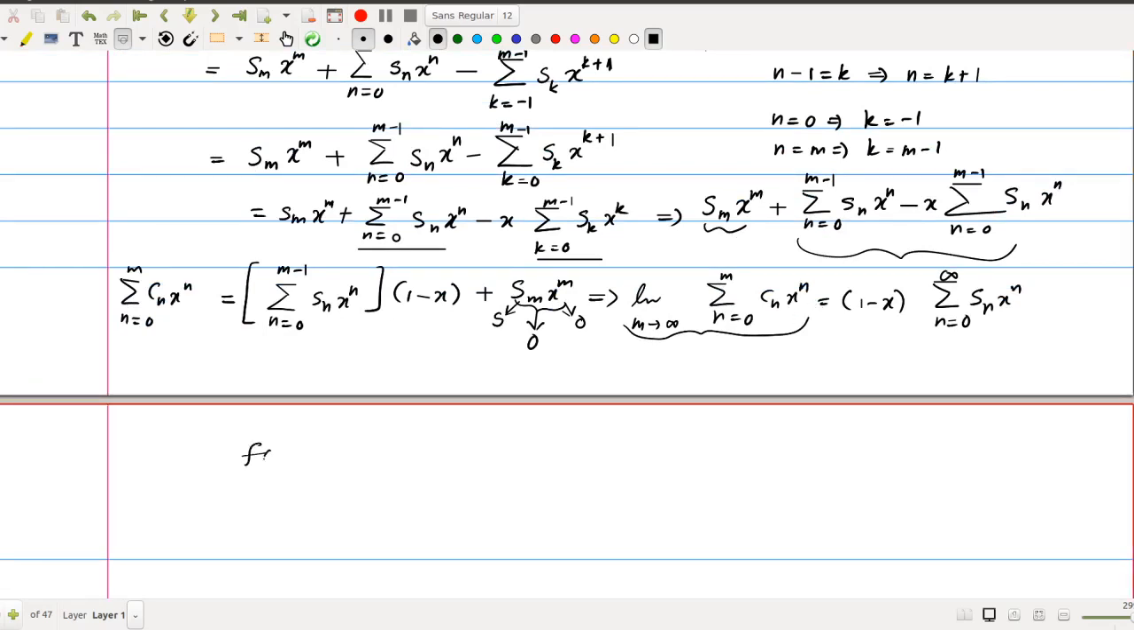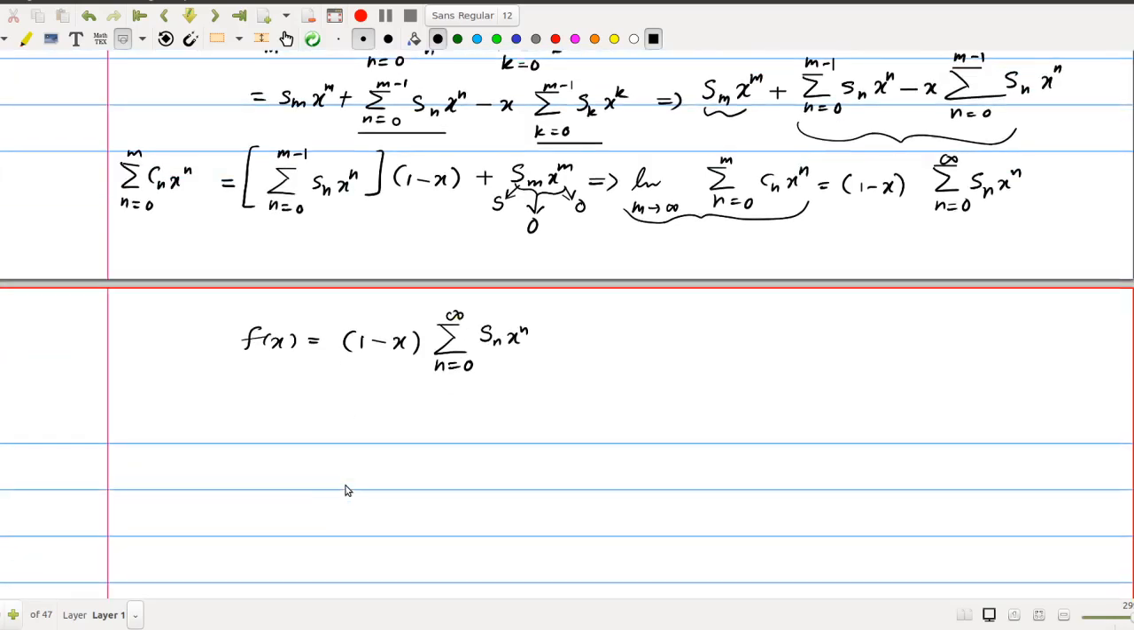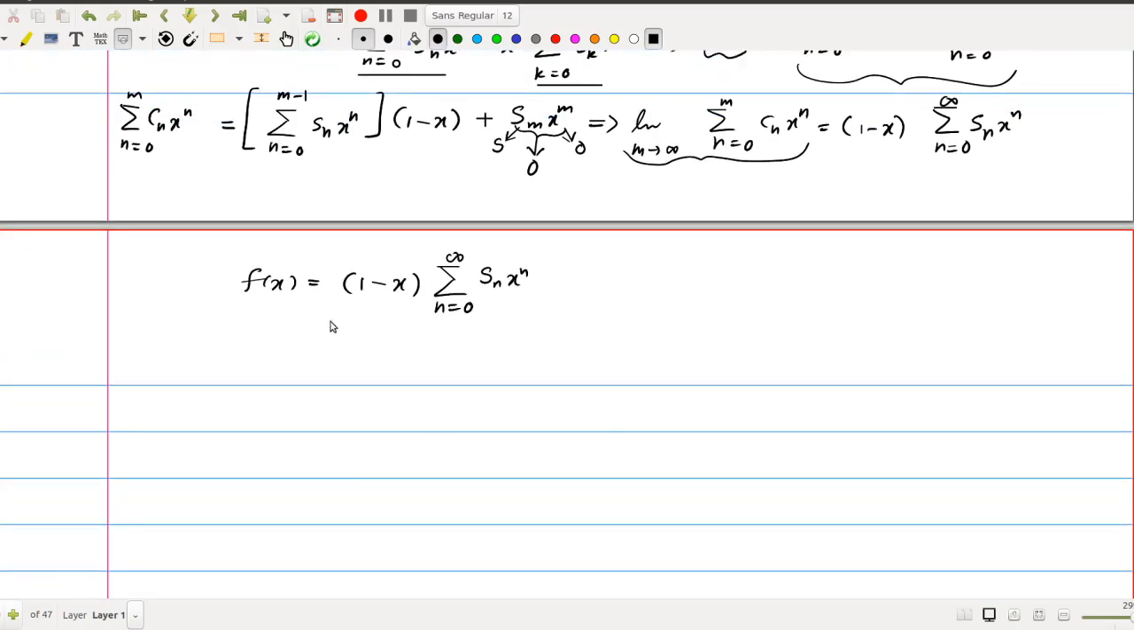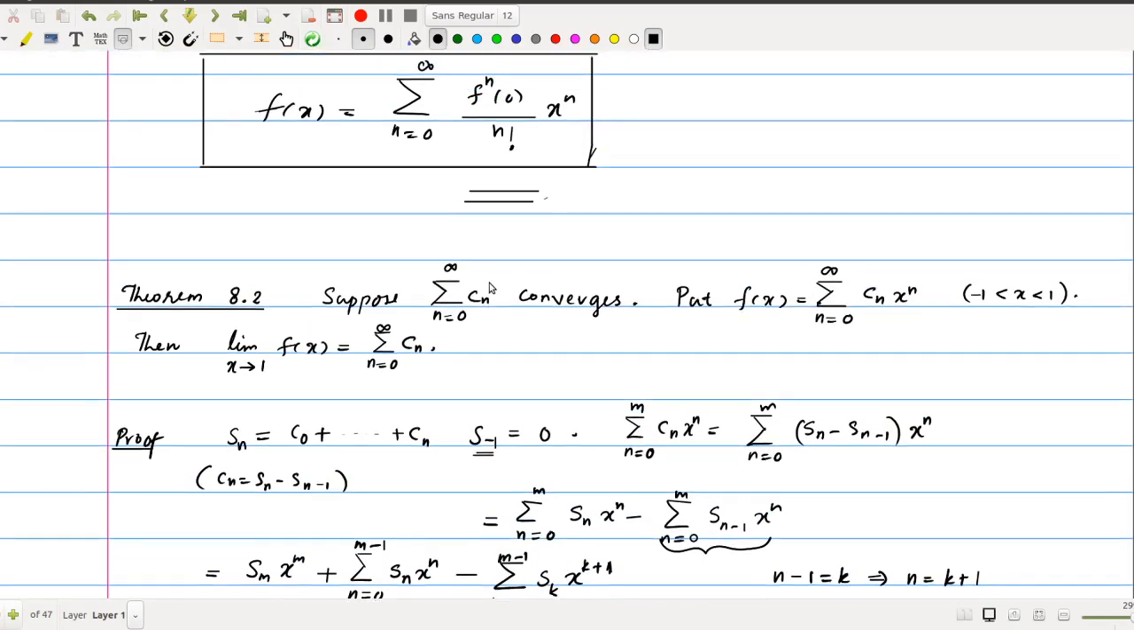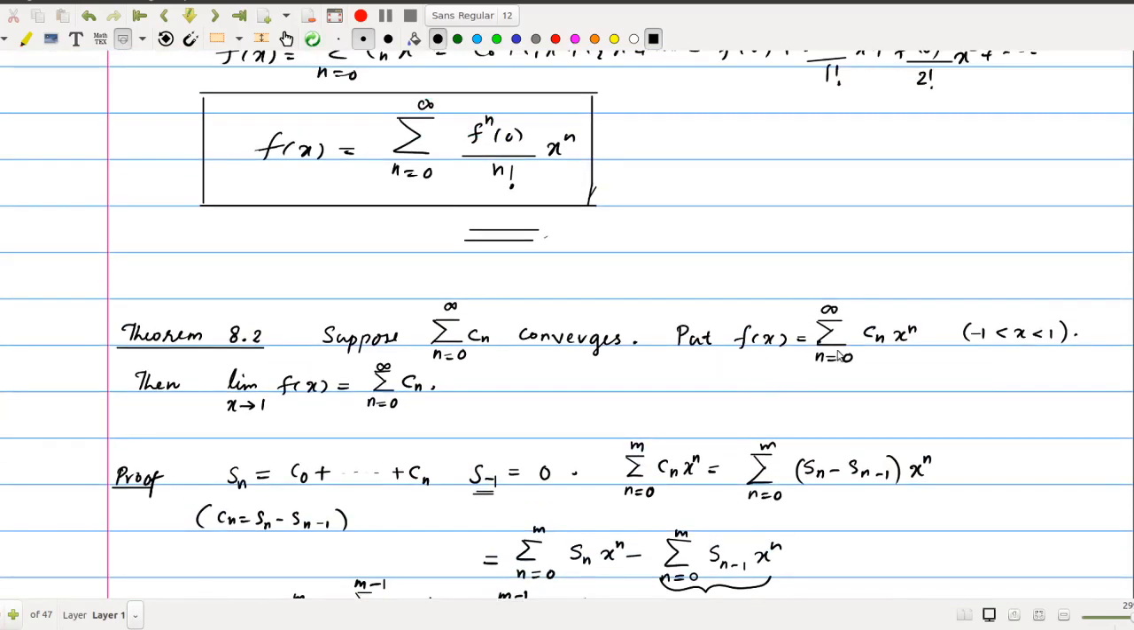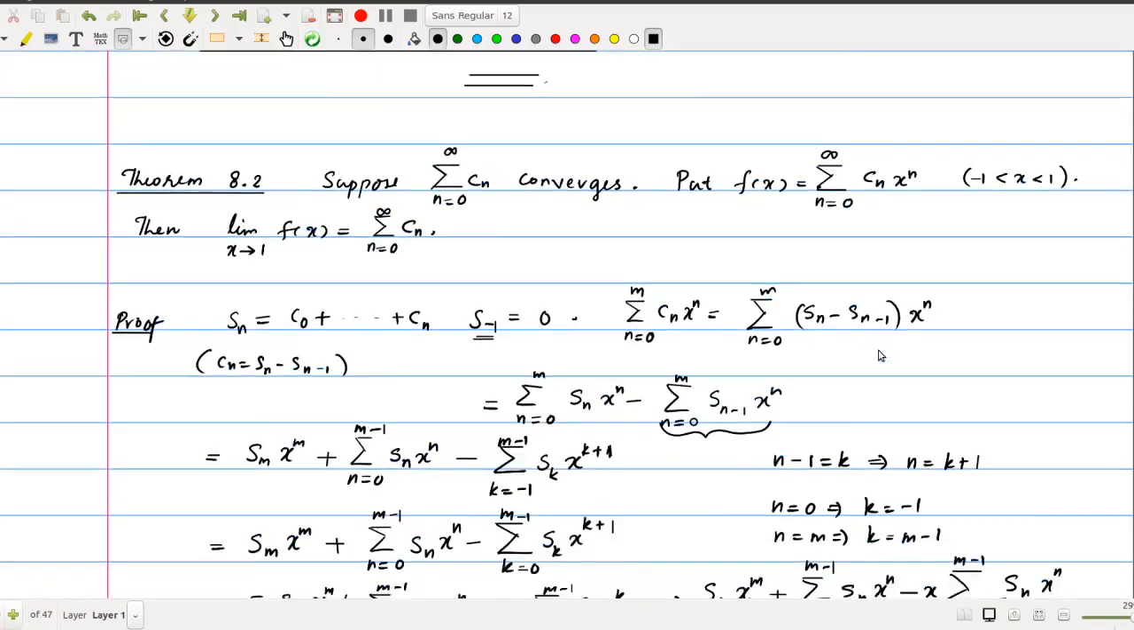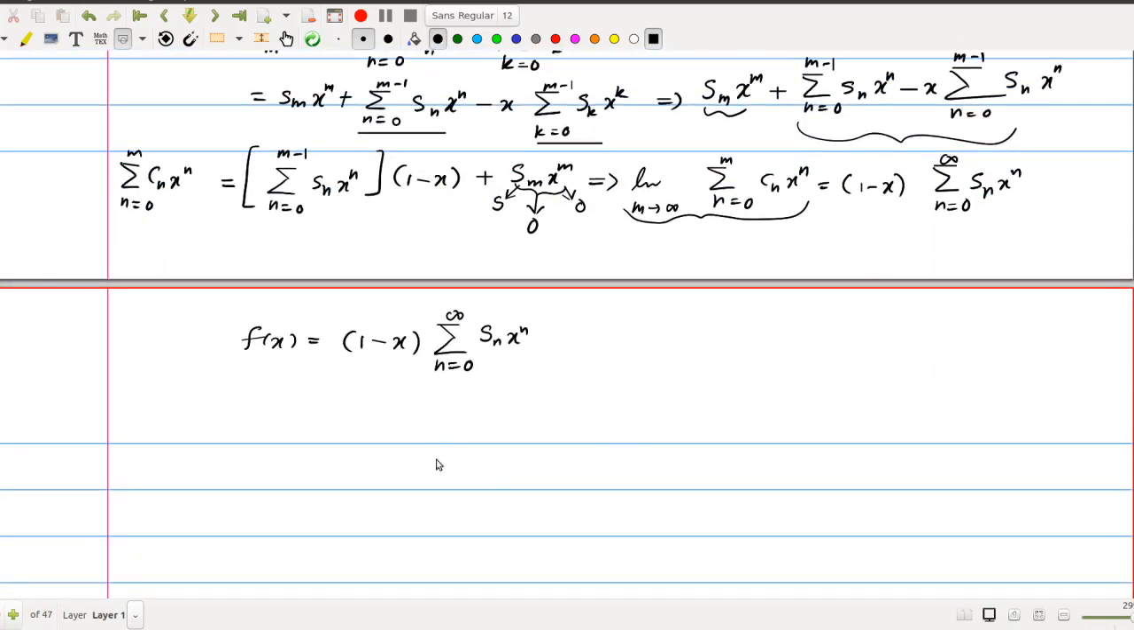So that will be our f of x, that is equal to 1 minus x times the summation n equal to 0 to infinity Sn x raised to n. So this is the power series expansion, or another representation for f of x in terms of Sn rather than Cn. We have put this f of x in terms of Cn first, and now we can get a new representation of this f of x in terms of the sequence of partial sums of that sigma Cn.